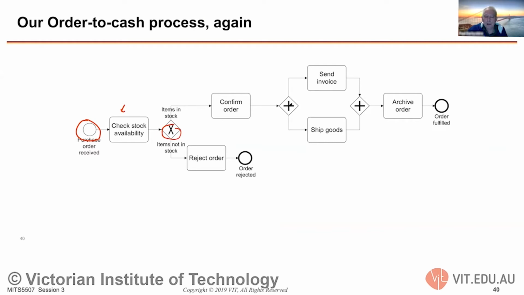Then we have an AND gateway. So we have a parallel split. Send the invoice, ship the goods, join the gateway, archive the order. If the items aren't in stock, we reject the order and finish.